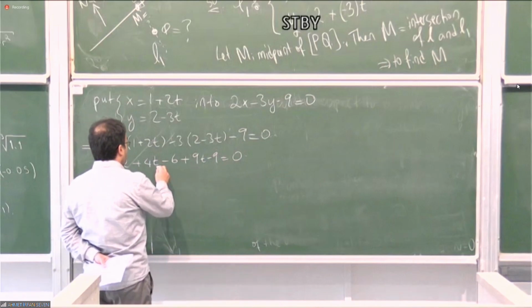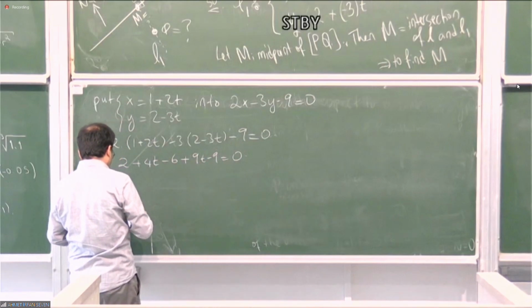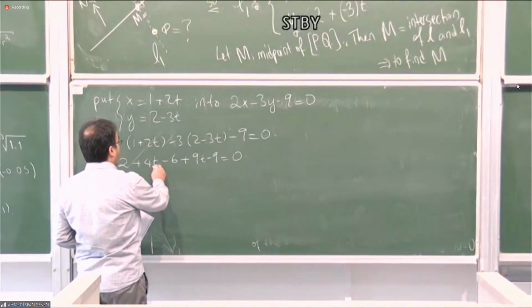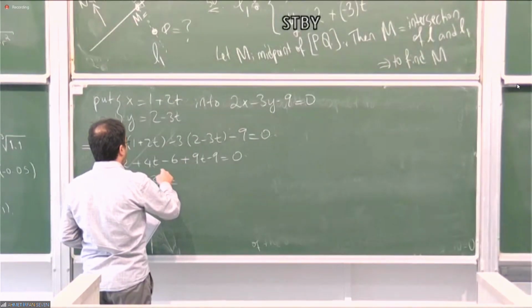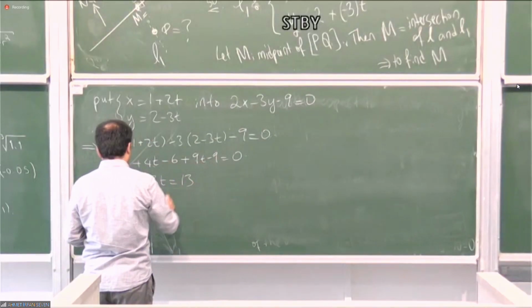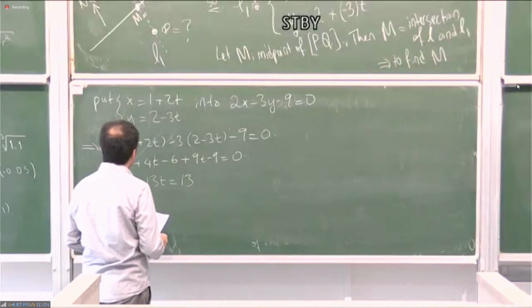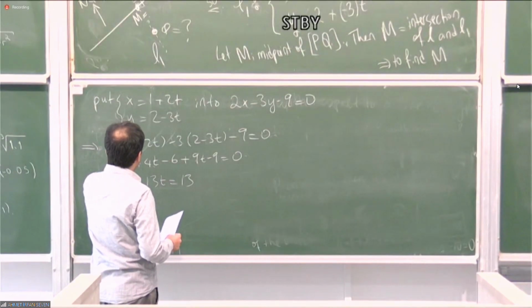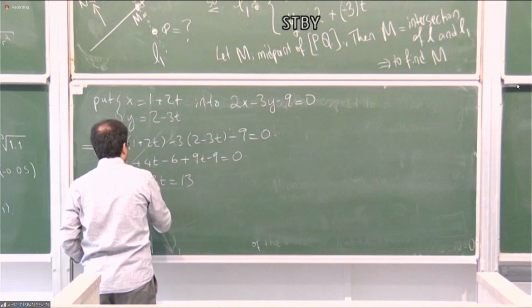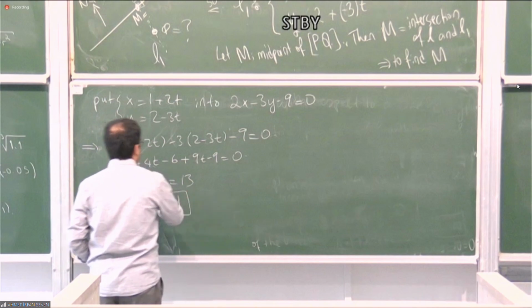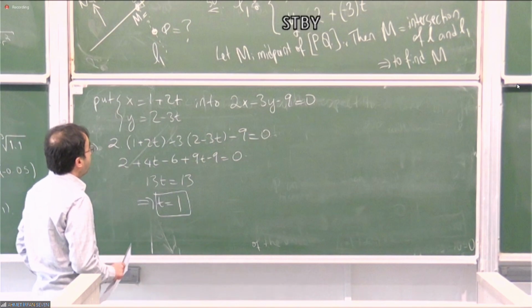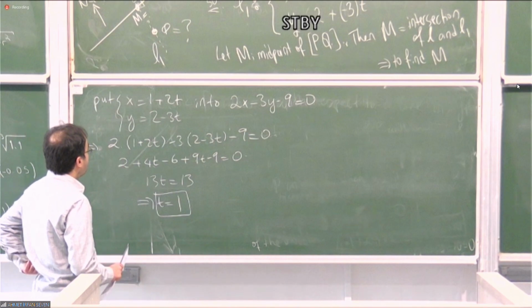From here, 4t plus 9t is 13t, and then we have 2 minus 6 minus 9, which is minus 13. So I have found t equals 1, if I have not done anything wrong.